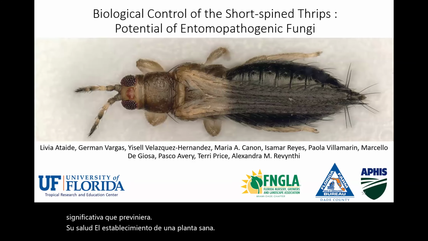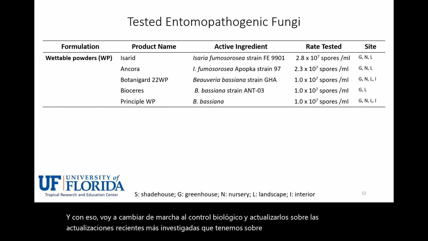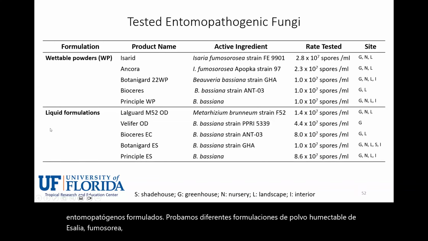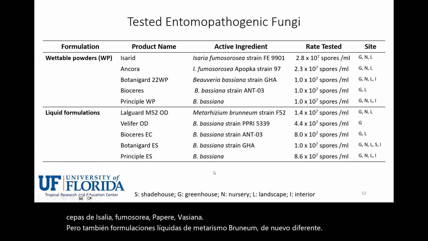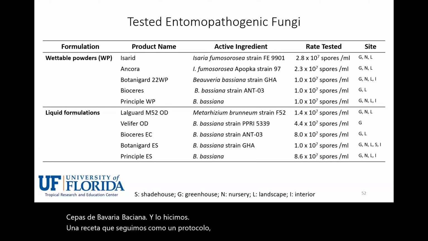And with that, I'm going to switch gears to biological control and update you on the most recent results on the efficacy of formulated entomopathogenic fungi. We tested different wettable powder formulations of Isaria fumosorosea and Beauveria bassiana strains, but also liquid formulations of Metarhizium brunneum and different Beauveria bassiana strains. We followed a standardized protocol in order to narrow down the list of treatments that we want to further explore.